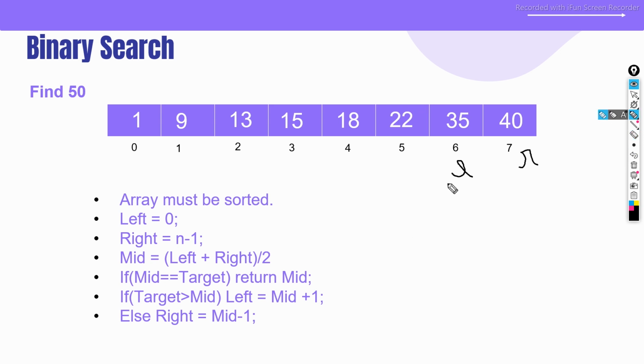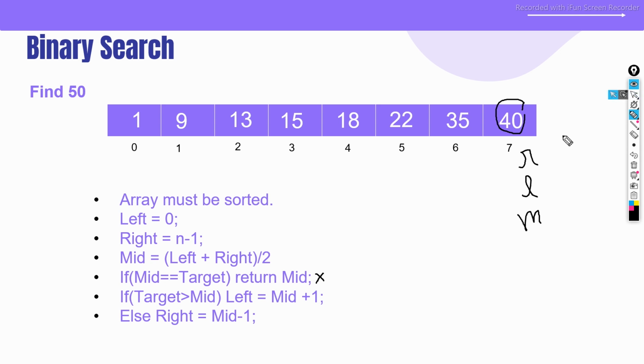Now if you see, the meet will be 35, and now the left and meet are equal. Now 35 is not equal to 50. The condition is not true, and 50 is greater than meet. So we have to update our left pointer again, and the left pointer will come here. Now the meet will be 40. So here left, right and meet are at the same position.